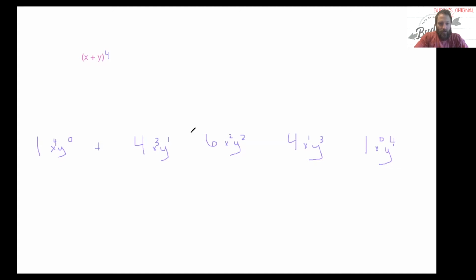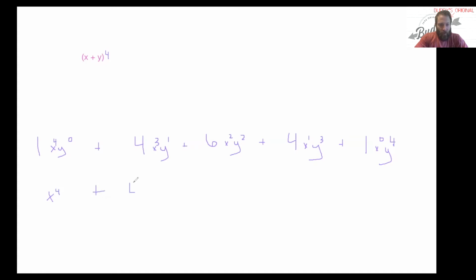It's all addition, so we can put our addition signs in here if you wish. The last step is just to simplify. This is sometimes the toughest step. It's not too bad on this one, but sometimes it's tough. So I have 1 times x to the 4th. That's simply x to the 4th. And remember, anything to the 0 power is 1, so y to the 0 is 1. So this is like 1 times x to the 4th times 1. I just get x to the 4th.